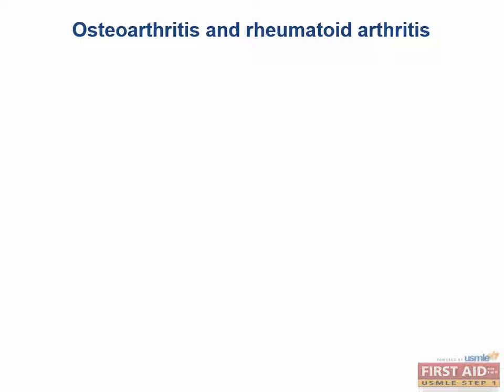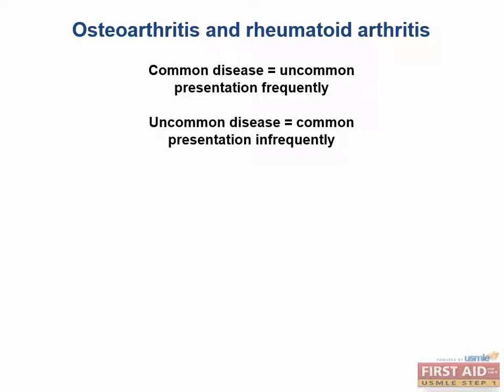Osteoarthritis is another very common disease, and on the Step 1 exam, common diseases will show up in questions very often. Sometimes they'll give you a presentation that will make you think of another disease, but will not give you that single additional classic feature that gives you a more exotic diagnosis than everyday osteoarthritis. And remember, common diseases present uncommonly frequently, while uncommon diseases present commonly infrequently.